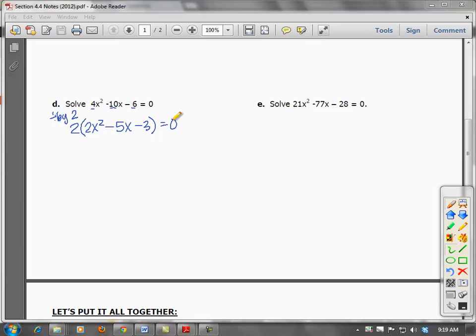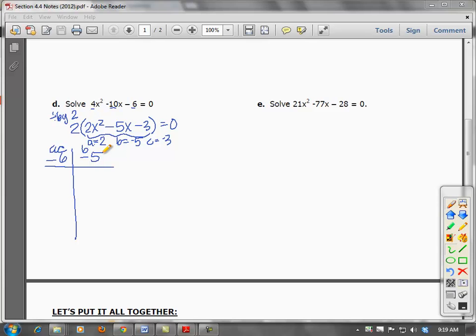So now I'm going to use the snip method with this. So my a is 2, my b is -5, and my c is -3. All right, so according to my table, a times c is -6, b equals -5.